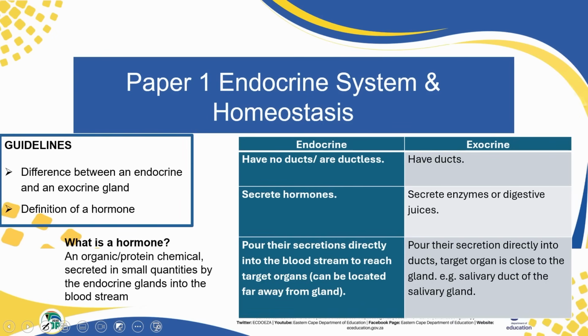Next topic is the endocrine system. Here we make lots of mistakes. Firstly, let's look at the guidelines. You have to know the difference between an endocrine and an exocrine gland. This has been asked so many times in exams, so make sure you understand the differences between the two, as well as knowing the definition for a hormone. This one is quite poorly answered. There's your definition: an organic chemical secreted in small amounts by the endocrine glands into the bloodstream. Remember, endocrine glands put it into the bloodstream.